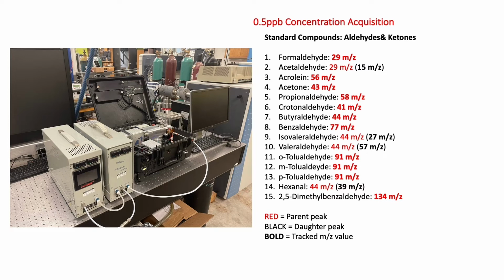And so, believe it or not, we created a 0.5 or 500 part per trillion concentration aldehyde and ketone mix. You can actually order an aldehyde and ketone mix with these 15 compounds that you see here, measuring from 29 M/Z to 134. And half of these are markers that we're actually looking for when we're looking for respiratory distress. And so we can use this to train our set on it.